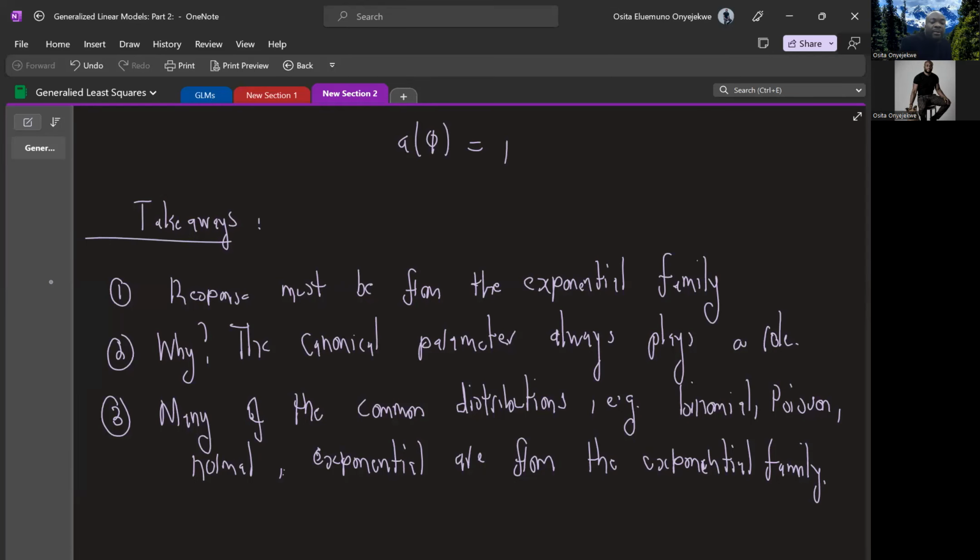Okay, so let's look at a couple of takeaways from the problem we just solved. The first takeaway would be that the response must be from the exponential family. The second takeaway, the canonical parameter always plays a role. And the third takeaway is that many of the common distributions, for example binomial, Poisson, normal, and exponential, are from the exponential family. Let us now look at another example.